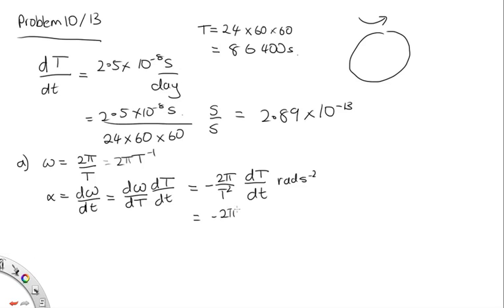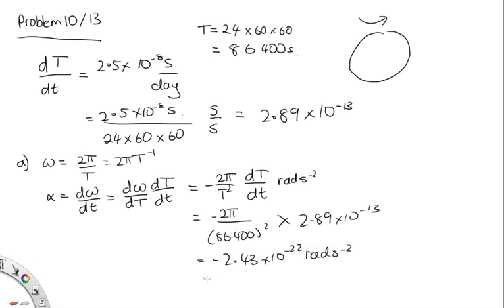Okay, now we're ready to substitute everything in. So this is minus 2 pi over 86,400 squared times 2.89 times 10 to the minus 13. Solving that on the calculator, we get minus 2.43 times 10 to the minus 22 radians per second per second. And then we should give everything to two significant figures, as this was two significant figures. So this is minus 2.4 times 10 to the minus 22 radians per second per second.